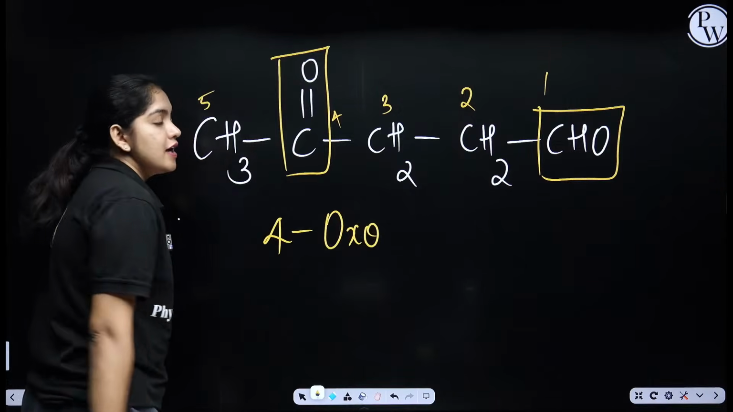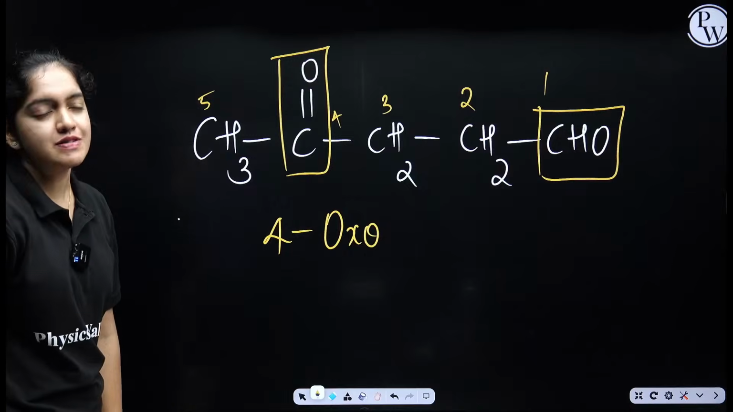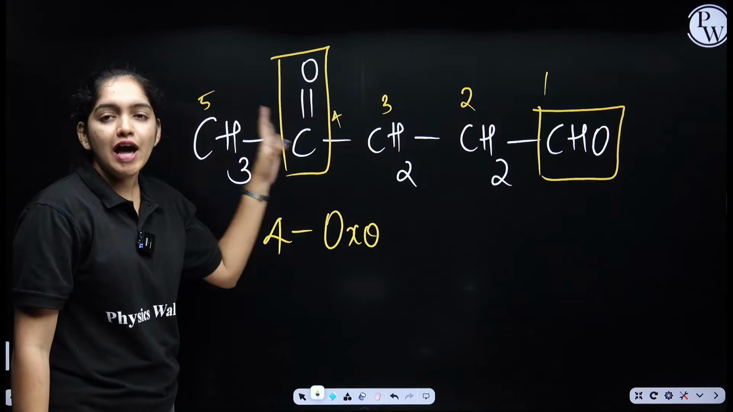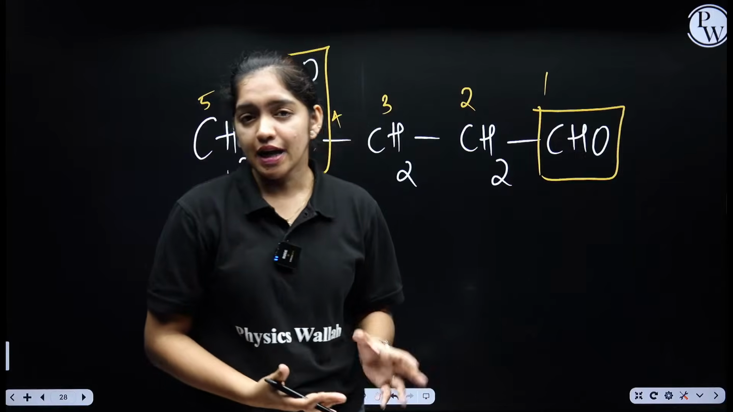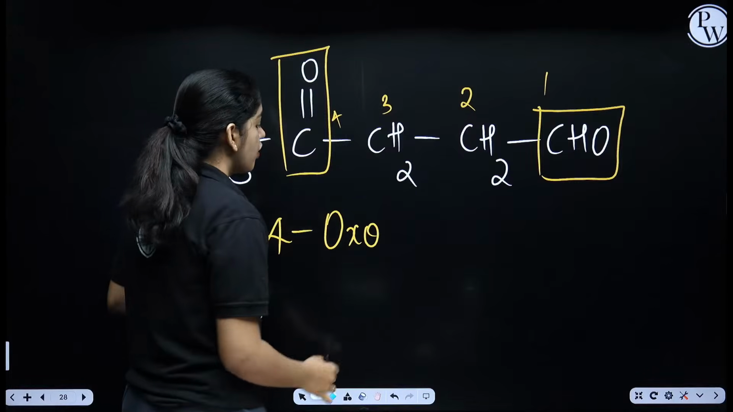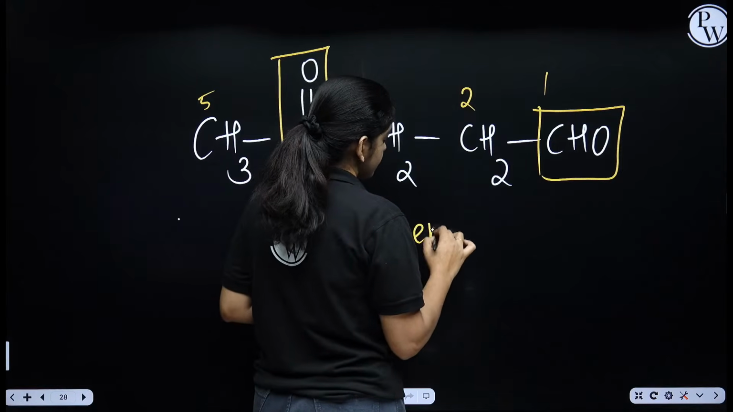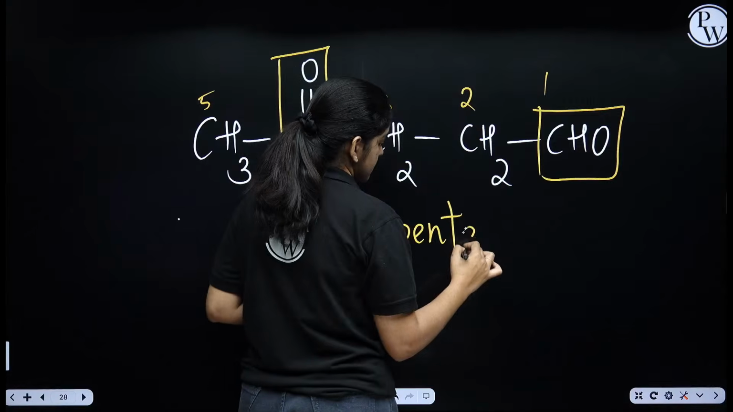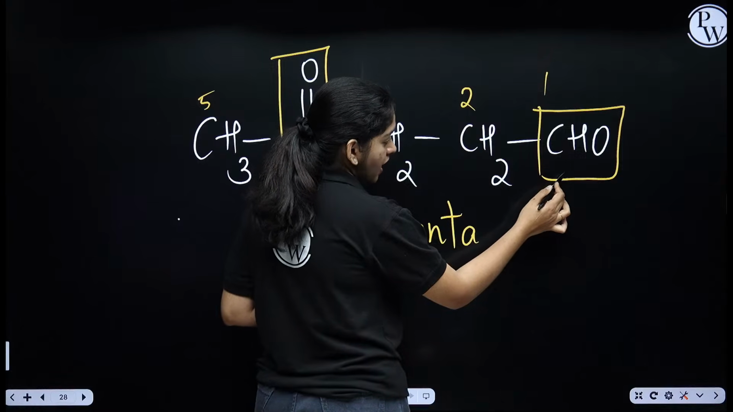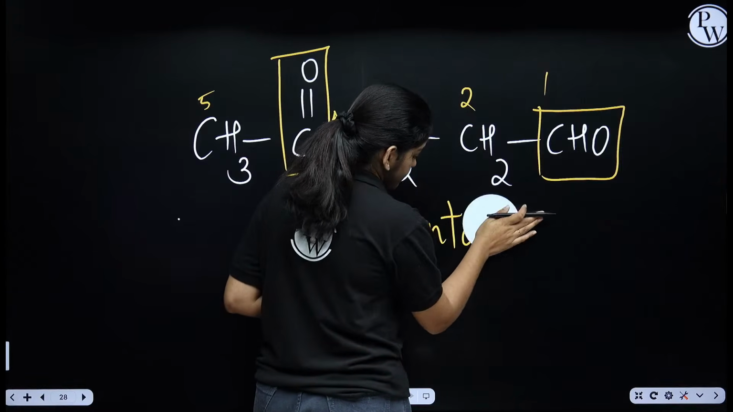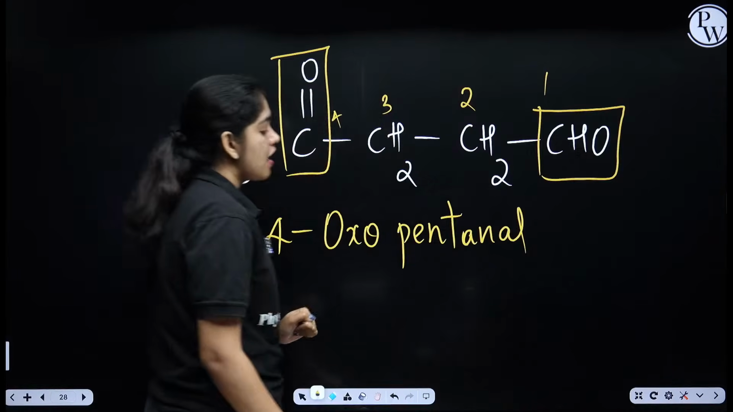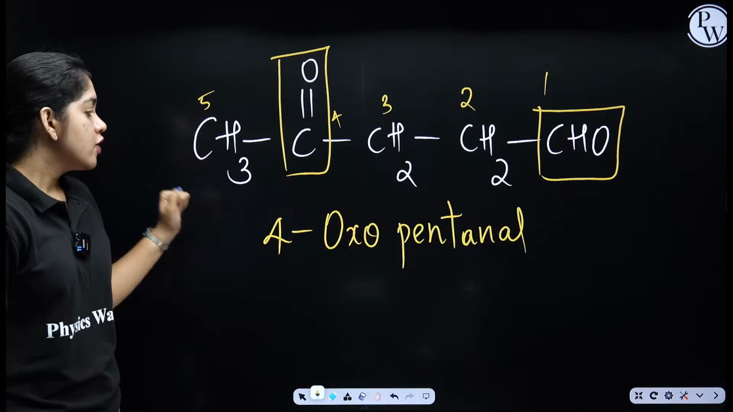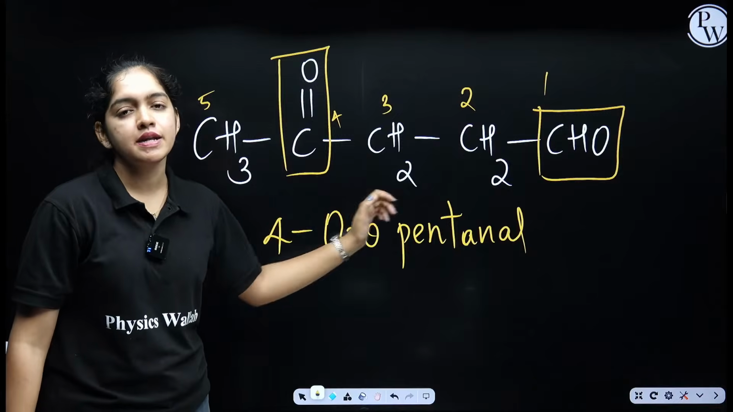That is over. Now, come back to the parent chain. Which is the parent chain here? Total 5 carbon atoms are there. If total 5 carbon atoms are there, what will be the name? It will be pent, right? 4-oxo, pent. The main functional group is what? CHO. Pentan. Al. The name of the compound will be what? 4-oxopentanal. Got it?